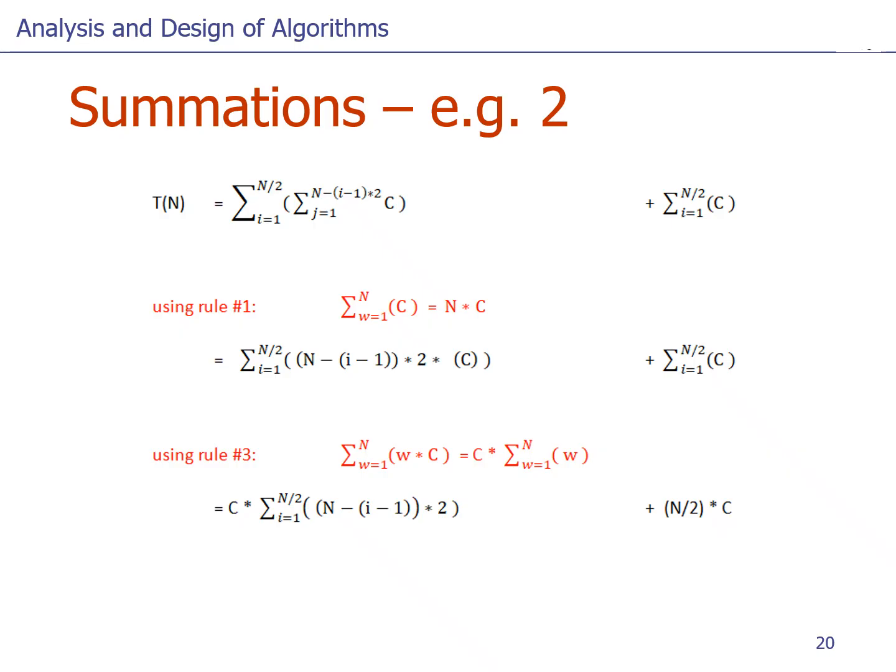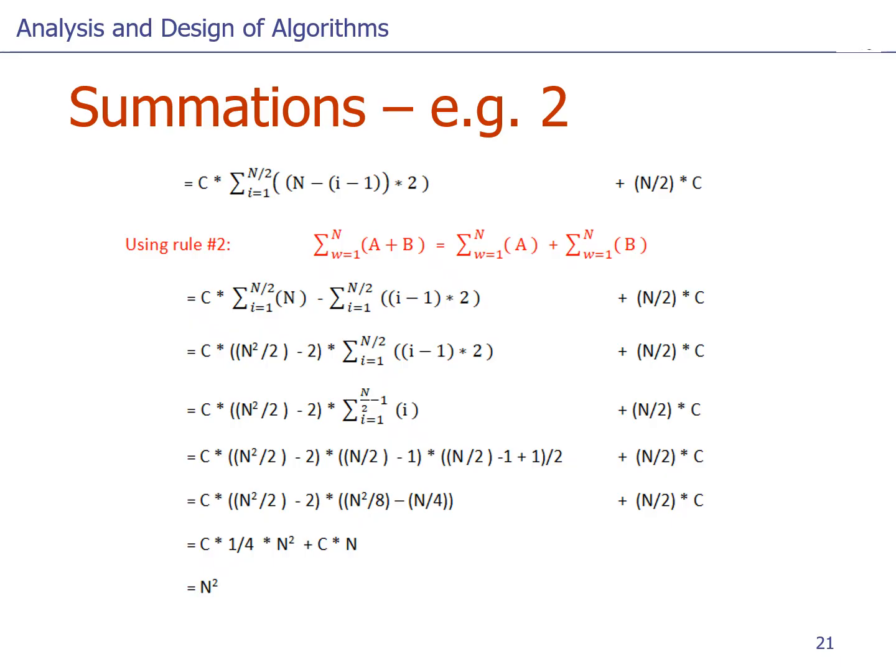Now for the left side of the plus, I'm going to use rule 3 to take the constant out. And now I have this term, which is a constant multiplied by i equal to 1 up till n divided by 2, and inside all of that is n minus i minus 1 multiplied by 2.